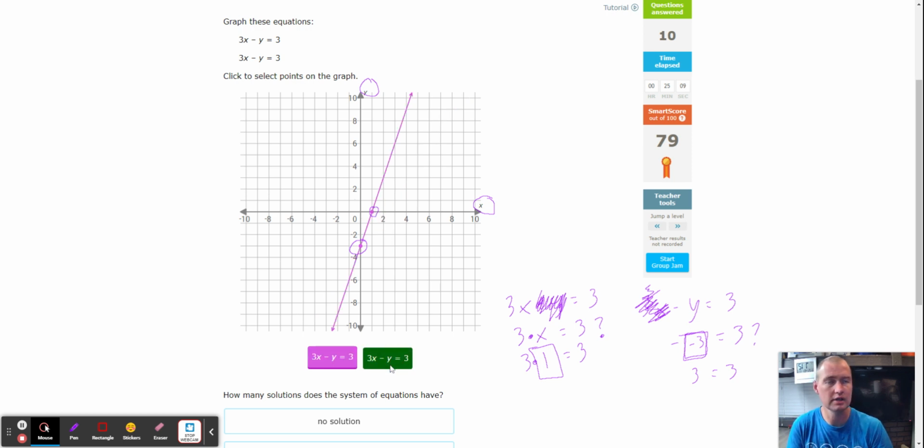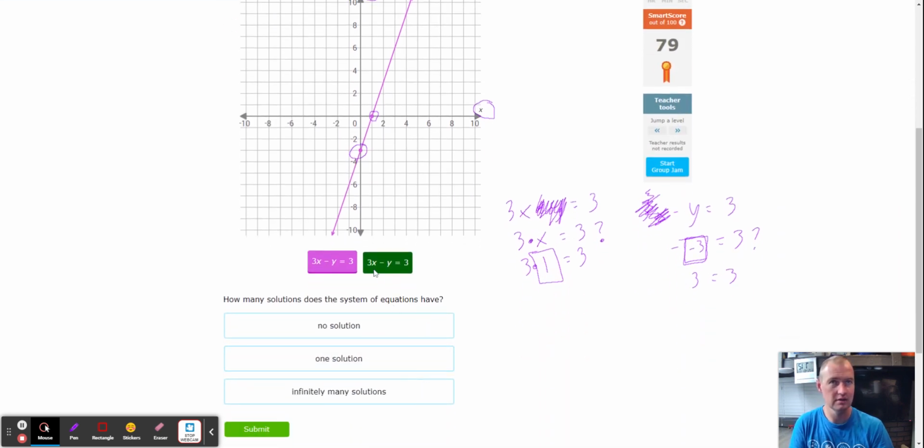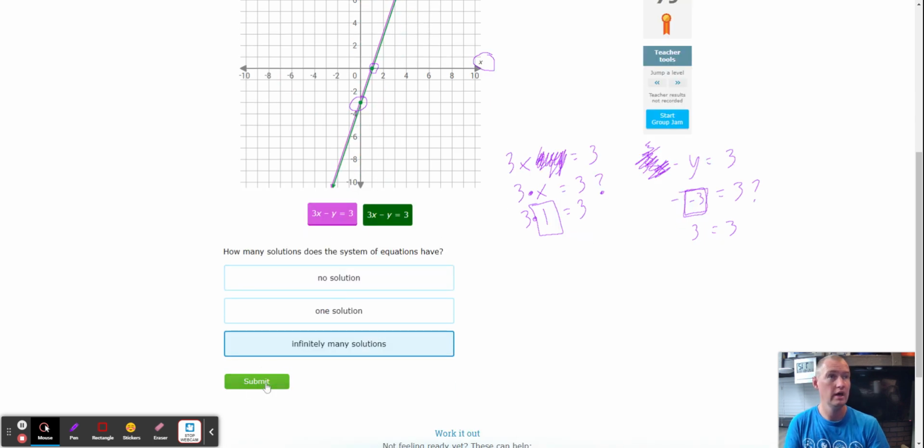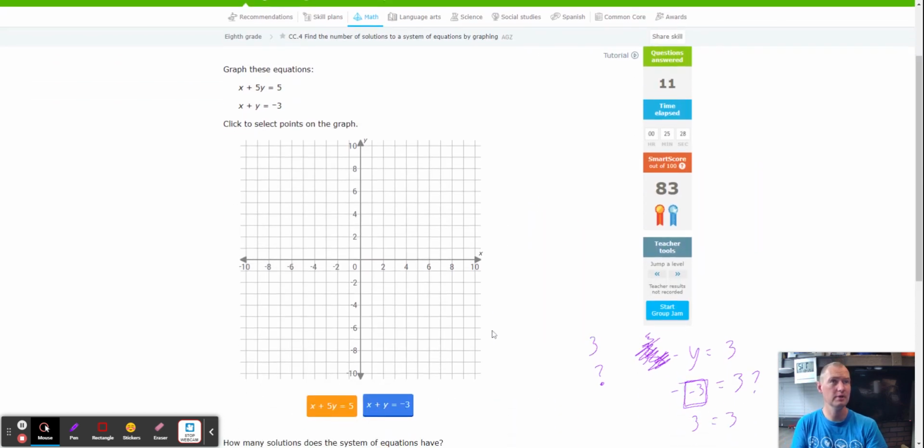And wait a minute. I think I just got myself a freebie. They are the same exact equation. 3x minus y equals 3, which means it's going to be infinitely many solutions because they're the same equation. But I believe you get this wrong if you don't graph the lines. So graph the green equation right there. Again, they match. And voila, this completes your fabulous IXL tutorial for CC4. Find the number of solutions to a system of equations by graphing.